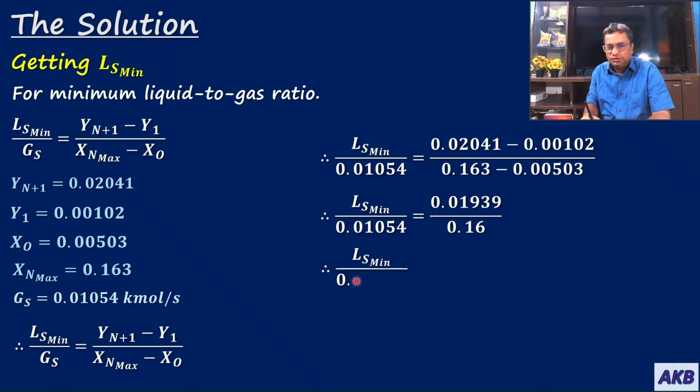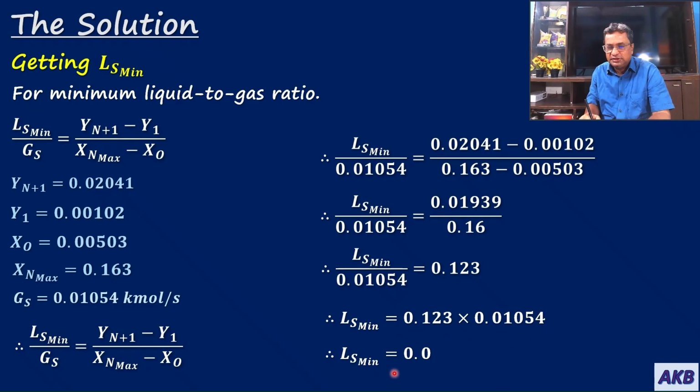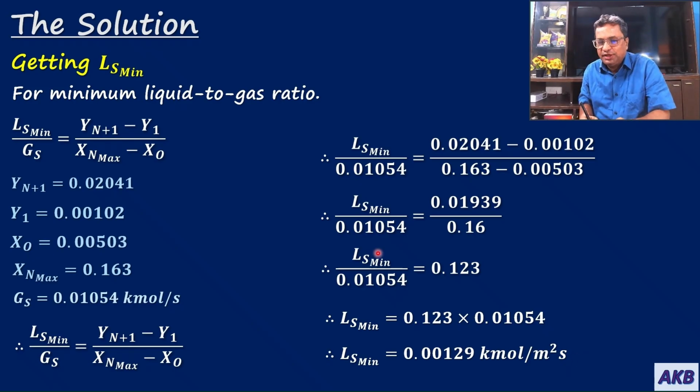So that gives us LS minimum upon 0.01054, and this ratio comes out to be 0.123. So LS minimum is 0.123 into 0.01054. That gives us LS minimum as 0.00129 kilomole per second. So in this way, we get LS minimum. I hope the steps are clear to you. If you have any doubts, please mention them in the comment section.